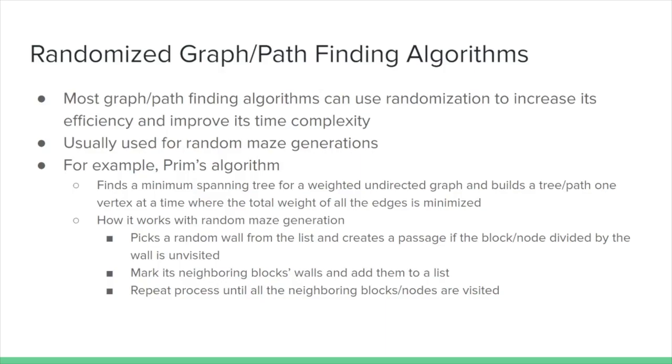So how it works with random maze generation is that it picks a random wall from the list and creates a passage if the block or node divided by the wall is unvisited. And as it goes on, it'll mark its neighboring blocks' walls and add them to a list. And it will repeat this process until all the neighboring blocks or nodes are eventually visited, which will create the whole maze randomly.